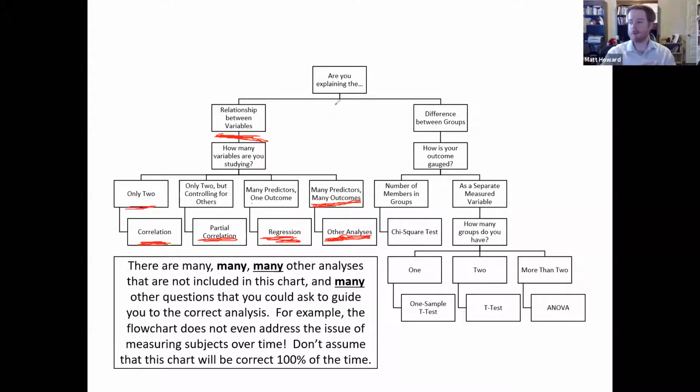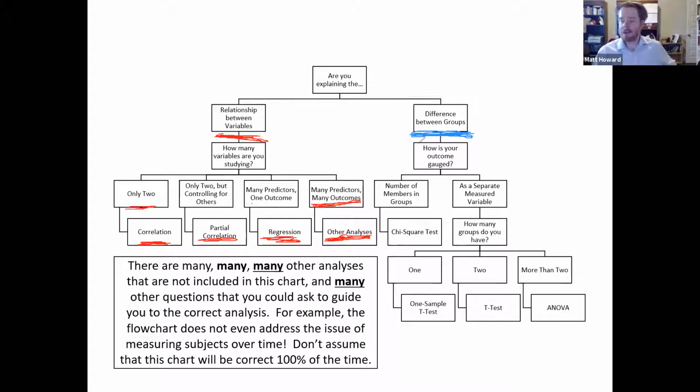Today's lecture is going to completely shift gears, and instead of looking at the relationship between variables, we're now going to look at analyses that investigate the difference between groups. So we're taking a break from looking at the relationship between variables. We will come back to them, so don't forget all about them. But now we're going to look at the difference between groups. So therefore, when you're explaining the difference between groups, the first question you should ask yourself is, how is your outcome gauged? How is your outcome measured?